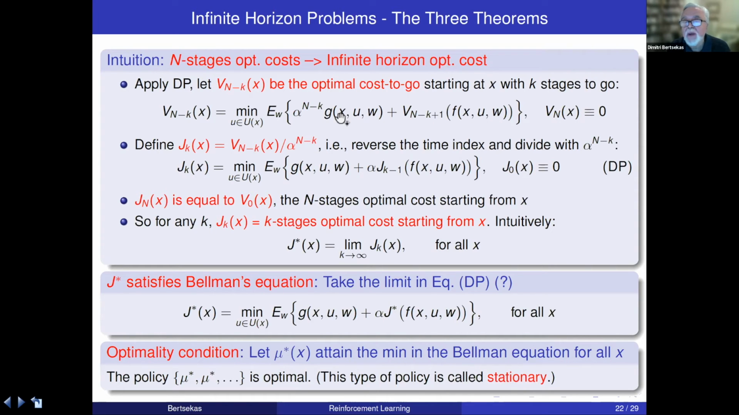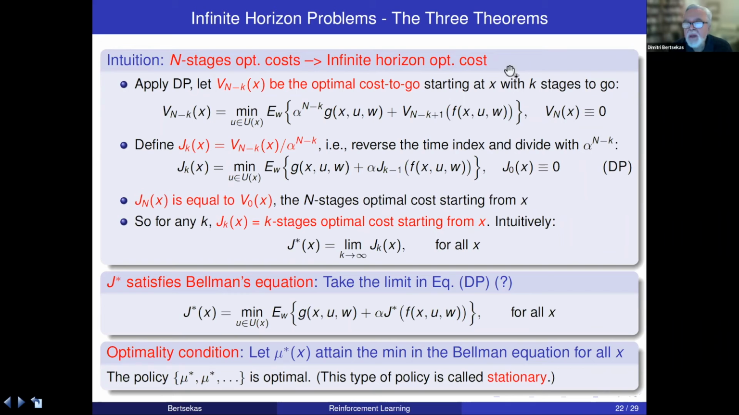This does not depend on k. This does not depend on k. The state space and the control space stay the same. So if you are at a given state, whether you are at time 0 or whether you are at time 10, you're seeing the same problem ahead of you. And therefore, it's reasonable to expect that you would use the same optimal policy.